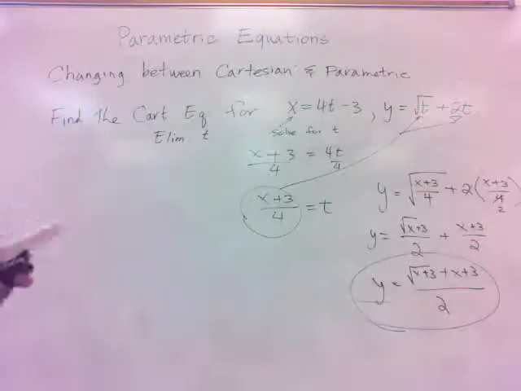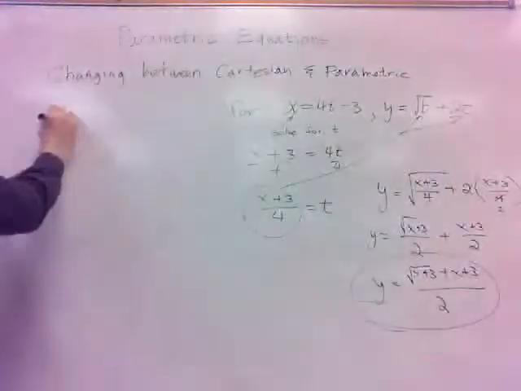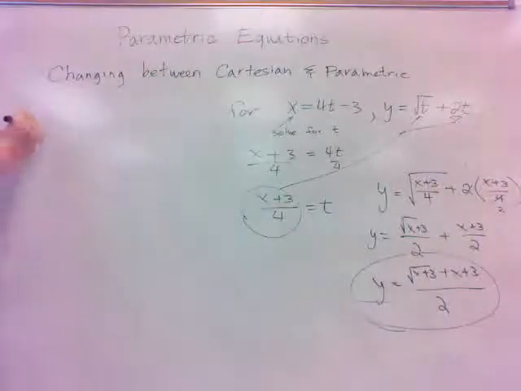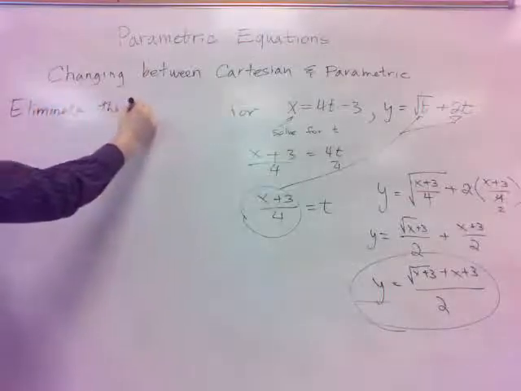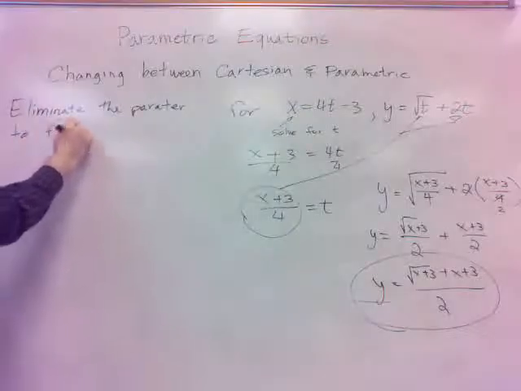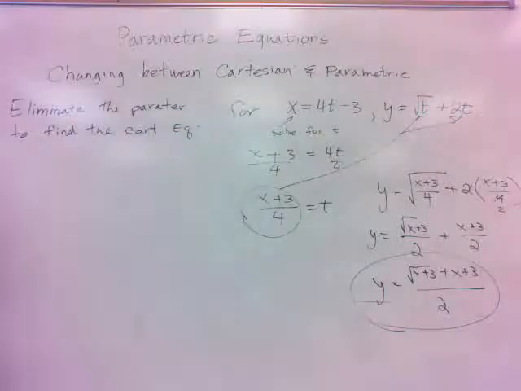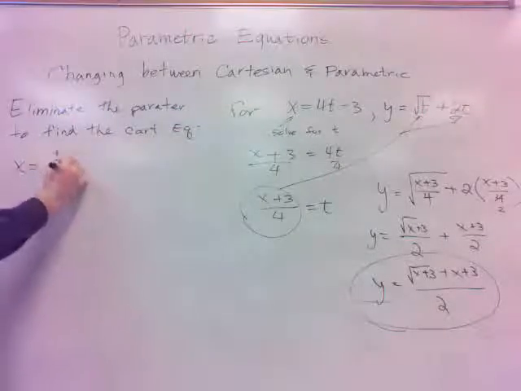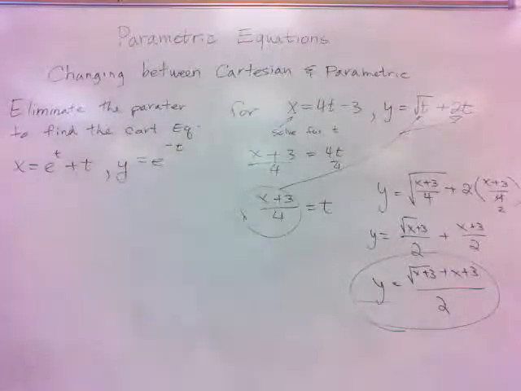This next one goes like this. All right, so here's what they'll say. Eliminate the parameter to find the Cartesian equation. x equals e to the t plus t. y equals e to the minus t. Any thoughts?